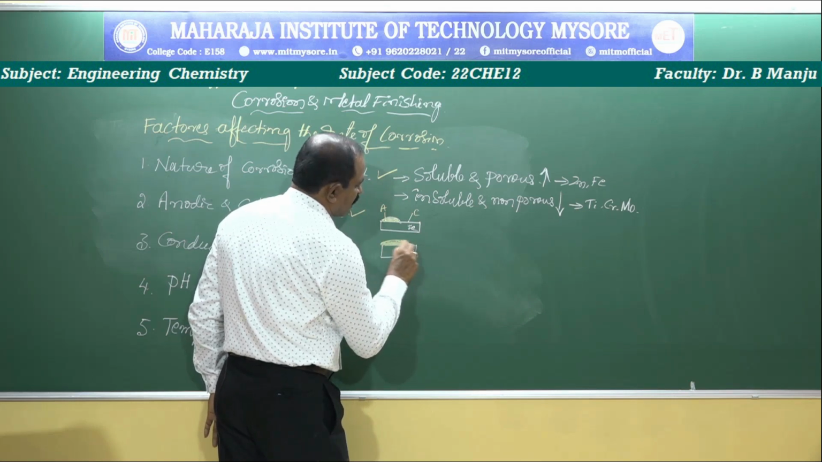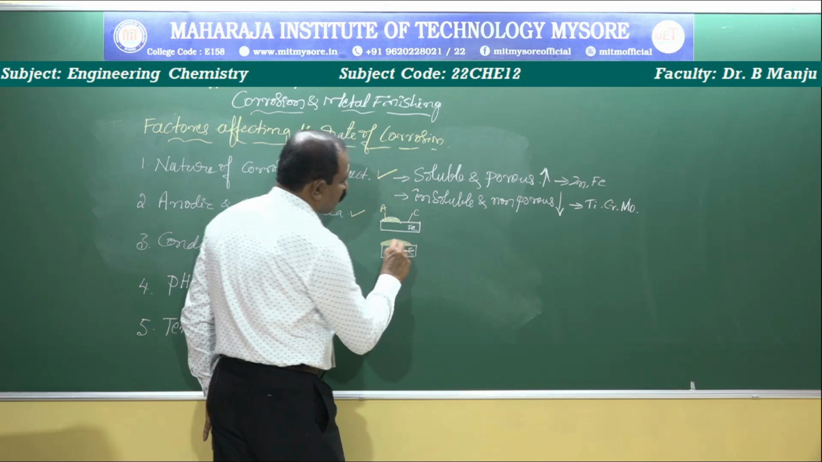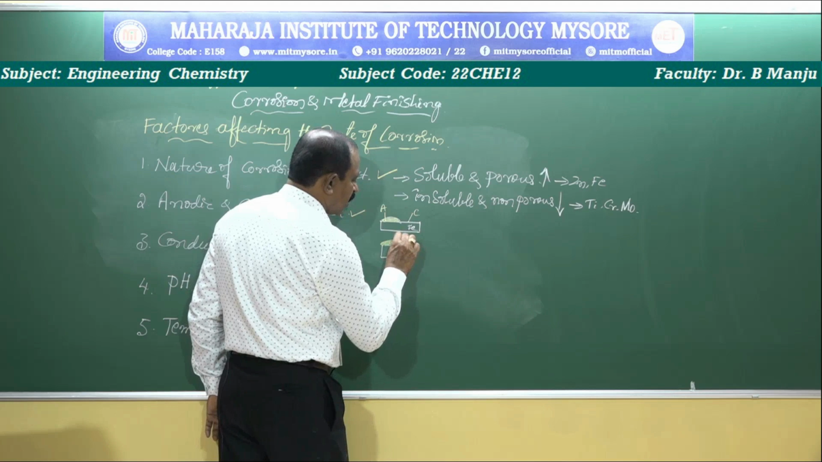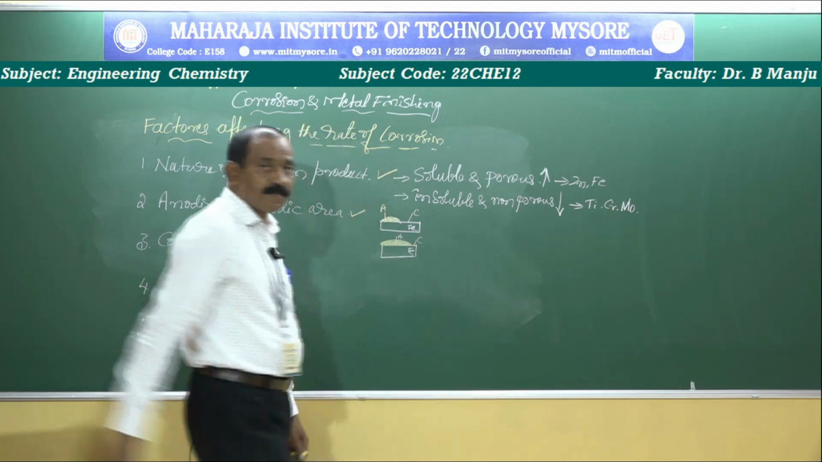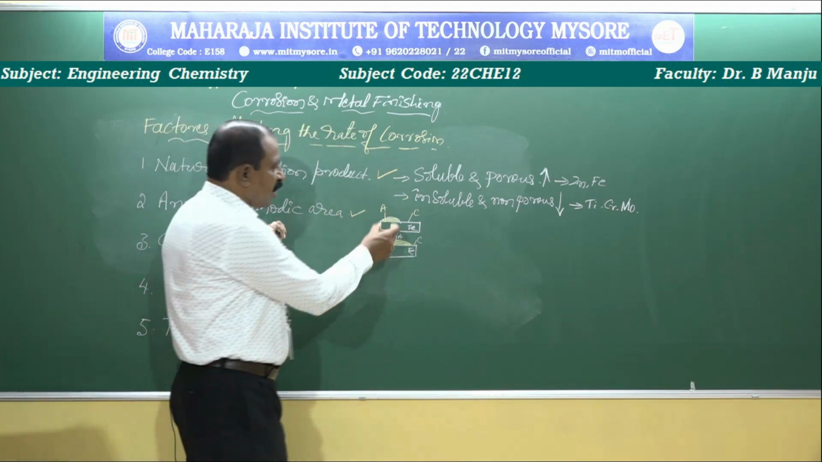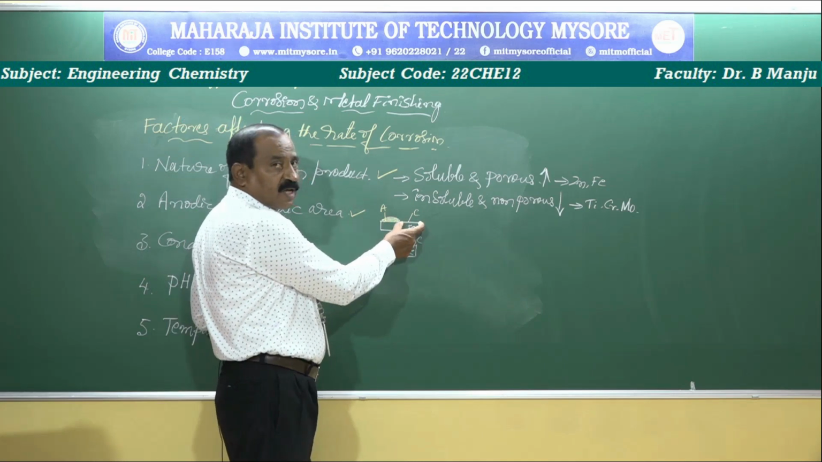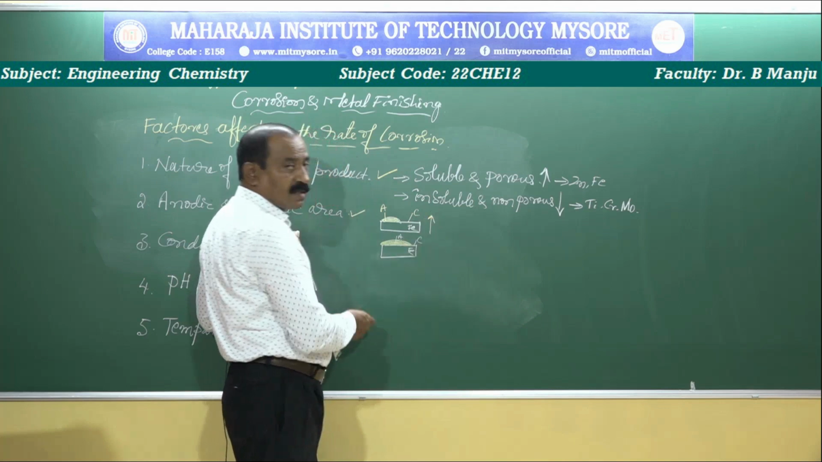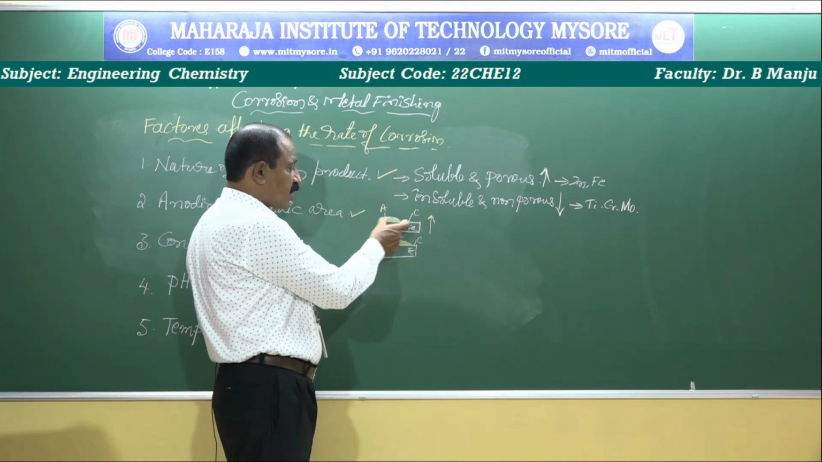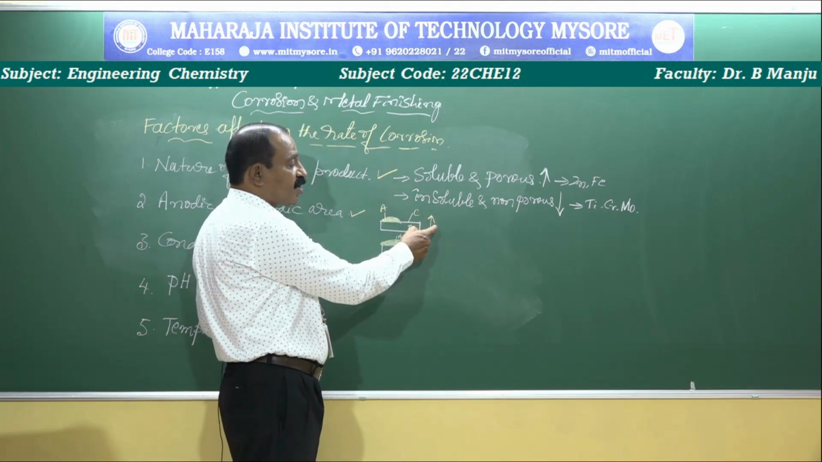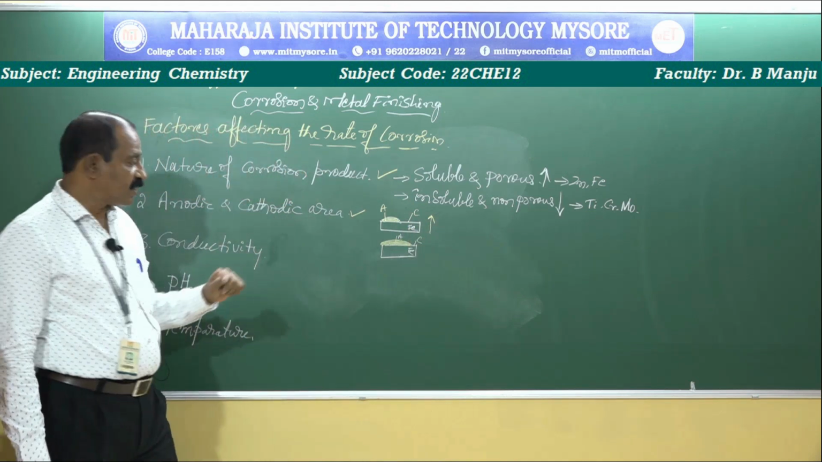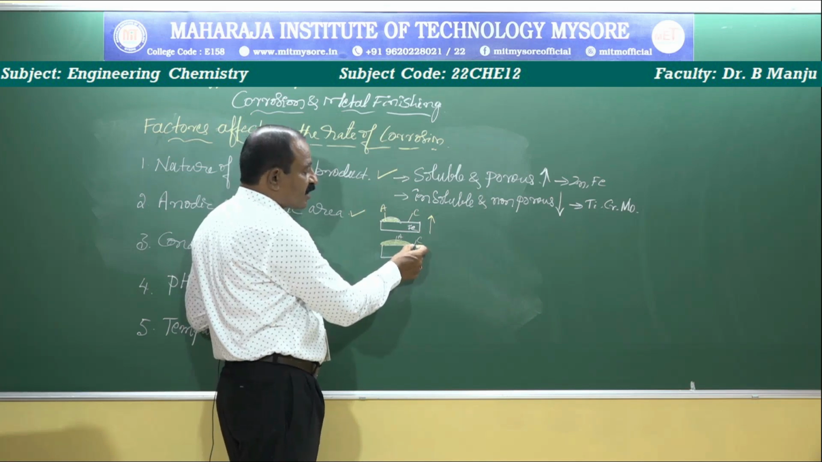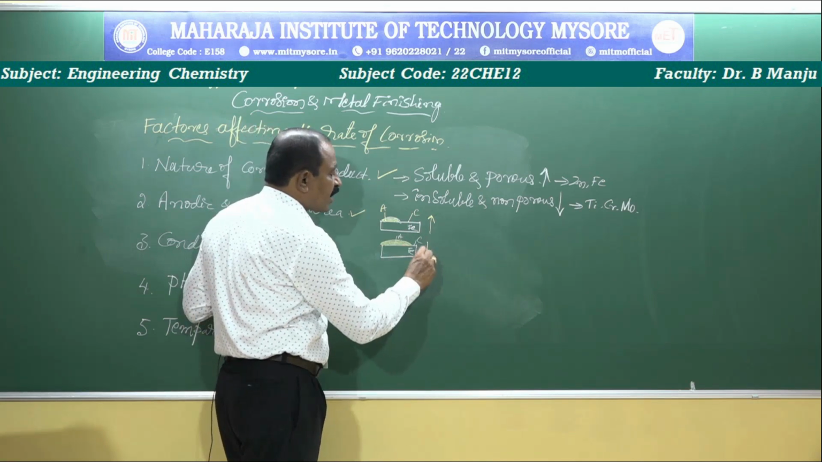Now anodic and cathodic area, which one gives more corrosion? Now this is the anodic area and this portion is the cathodic area. In this case, the anodic area is less compared to the cathodic area, therefore the rate of corrosion increases. Anodic area is less, cathodic area is more, rate of corrosion increases, and vice versa. That is, if the anodic area is more and cathodic area is less, the rate of corrosion decreases.